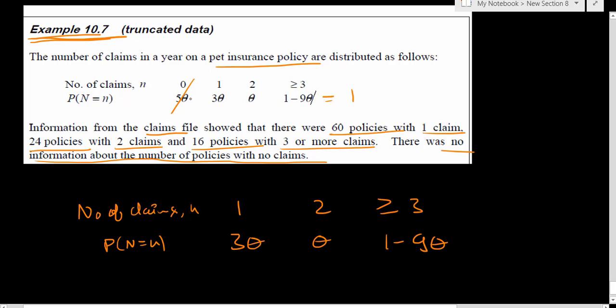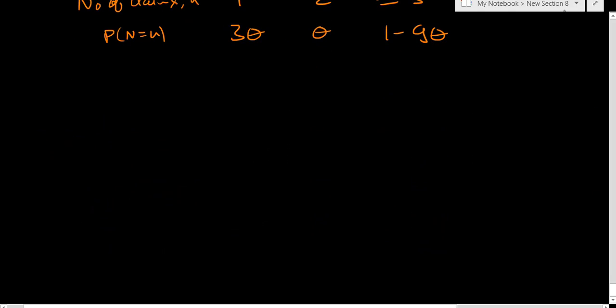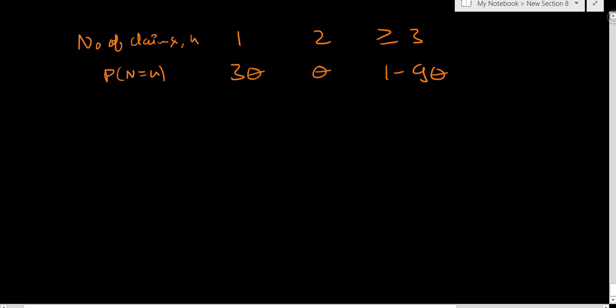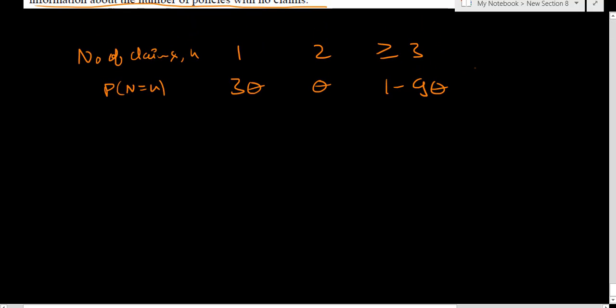Now I don't have any data for 0. So what I do here is I need to convert this into a proper probability distribution. And for that, all I need to ensure is that the probabilities for each value, that is the probability that X is equal to x, for all x's, do not sum to anything other than 1.